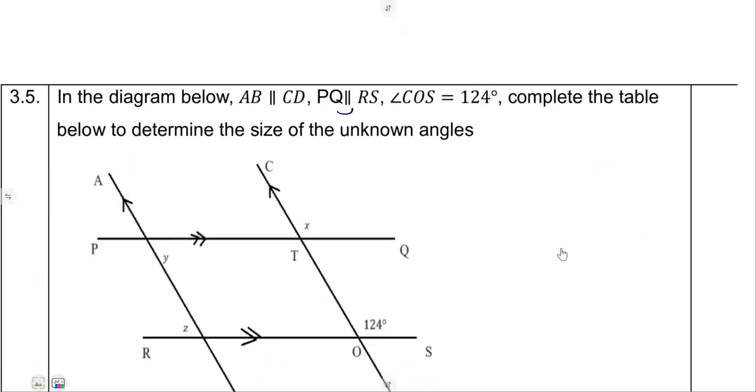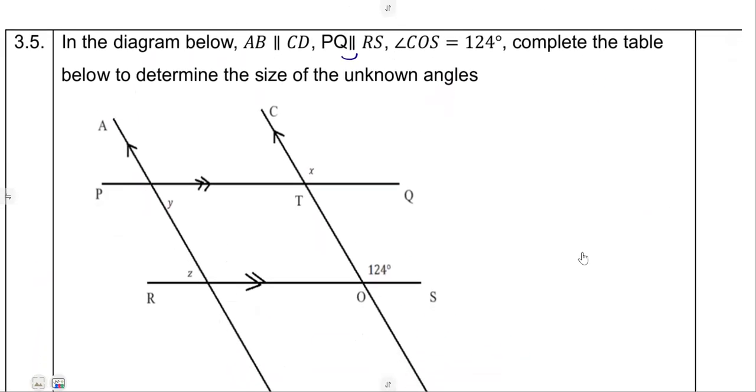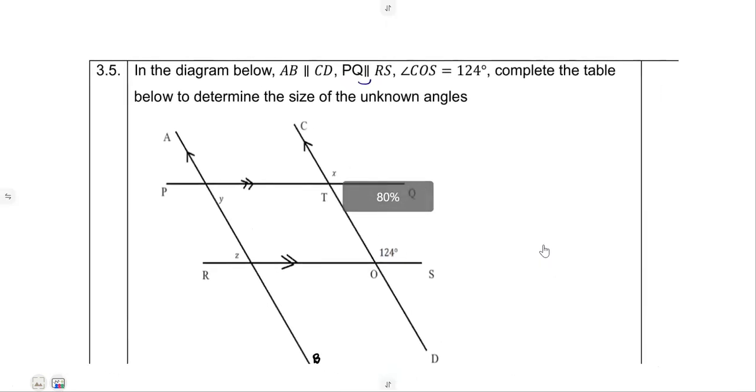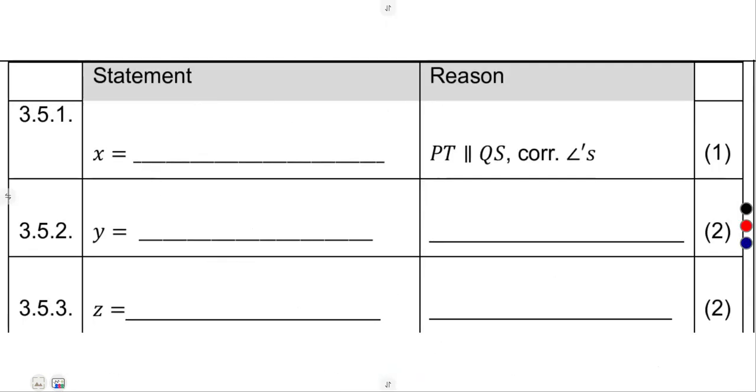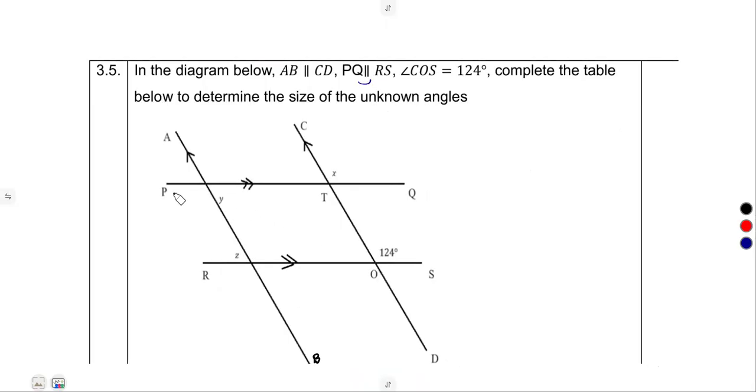Complete the table below to determine the size of the unknown angles. On our table, the first part, 3.5.1, is to find x. The reason given is that these are corresponding angles where PT is parallel to RS. This is supposed to be RS, isn't it? From here, PQ and RS. That is what you're given there.